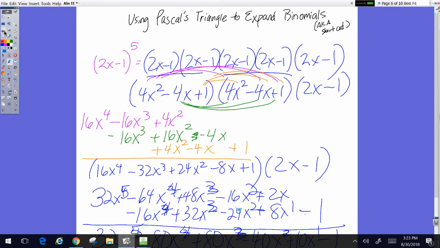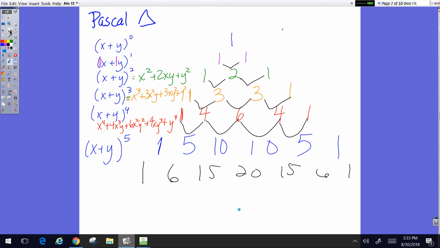But let's go back to this painful example. This example was 2x minus 1 to the 5th. So I'm going to do it again, just because pain. So 2x minus 1, to the 5th.